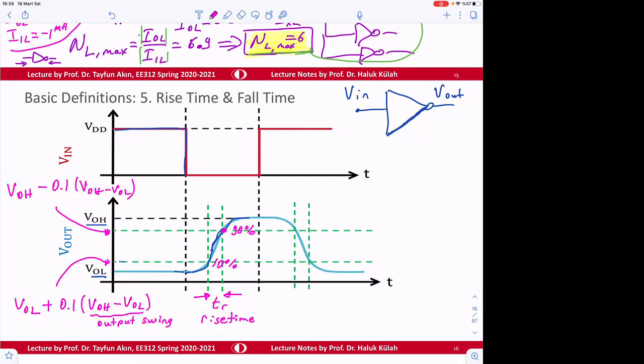Hocam bir soru sorabilir miyim? Sure. Bu %10 ve %90 belirlenirken acaba voltajların sabit olmamasından dolayı o dalgalanmaları göz önüne alarak mı bu belirlenmiş acaba? Onu merak ettim. Neye göre yani %10, %90'dan gidiyoruz? The definition is saying that 10% of the swing is not that critical. It doesn't change the output at all. So for the next gate, that's not very critical. So it is just a definition.